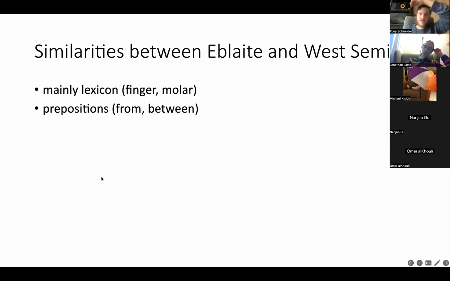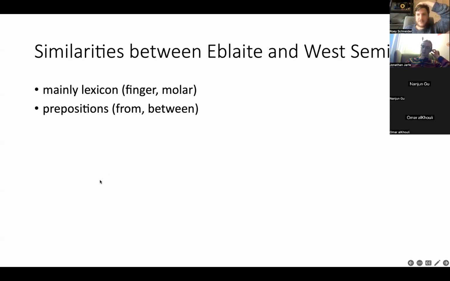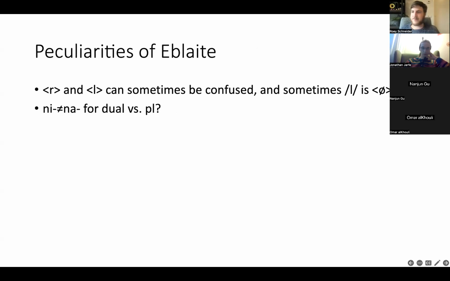And there are also several similarities between Eblite and West Semitic. Mainly lexicon, like the words for finger or for molar, which do not appear in Akkadian, but do appear in West Semitic. And the prepositions min, "from," and bayn, "between." These also appear in Eblite, while they do not appear in Akkadian. I think that is pretty much it.